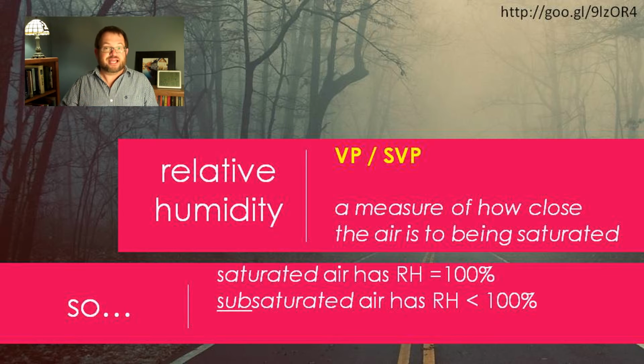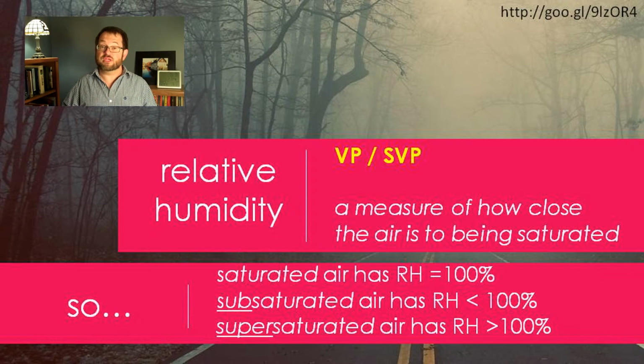Air is subsaturated when it has a relative humidity less than 100%, and air is supersaturated when it has a relative humidity of greater than 100%. Yeah, that can happen a little bit. The vapor pressure can be a tiny bit more than the saturation vapor pressure. But once the vapor pressure is more than the saturation vapor pressure, condensation rate gets really big, and it quickly pulls that extra water vapor out of the air and condenses it out into liquid water drops.